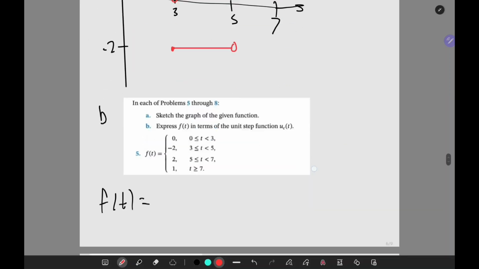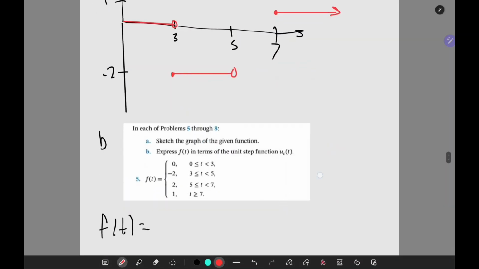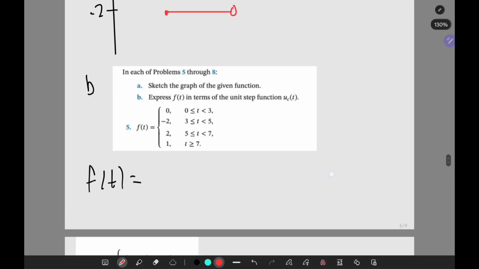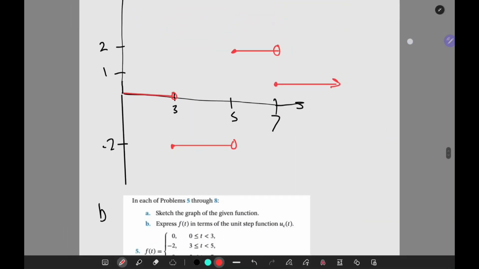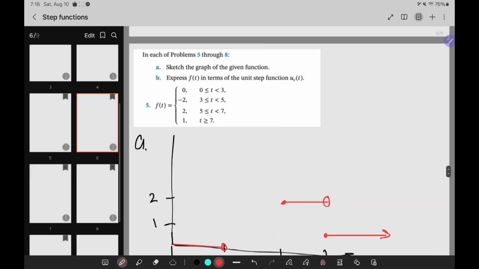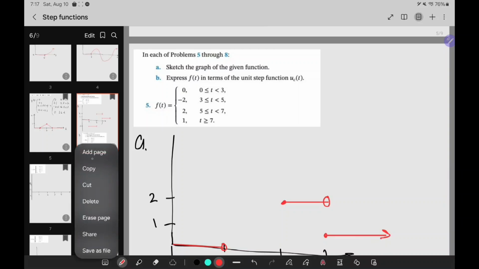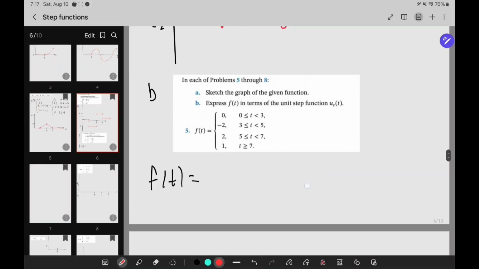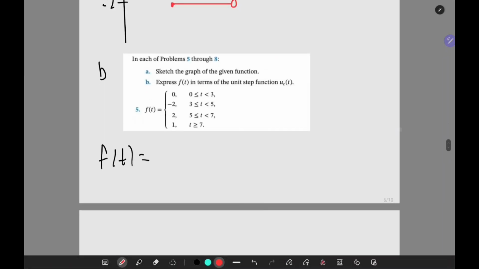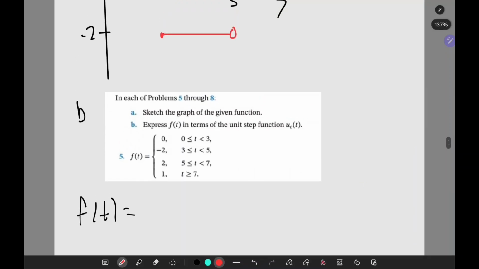That's it for the graph. Part B, I copied the problem down here again. Express f of t. I need another page, because there's 2. I want to show how to do this both ways. I'm going to do every one like that. I'm going to do them both ways. So there's 2 ways to do it.